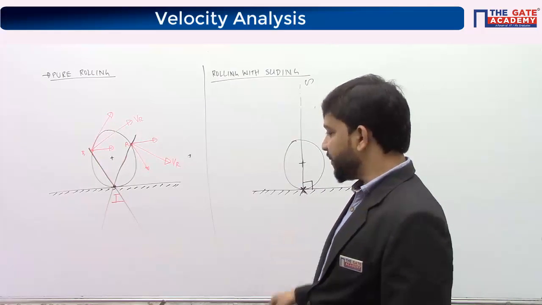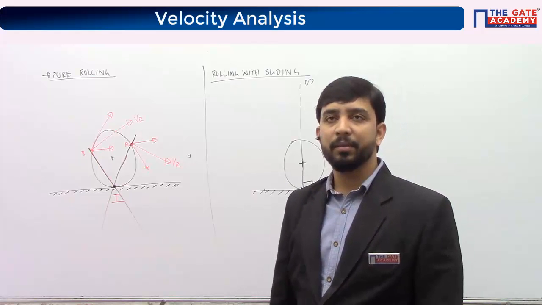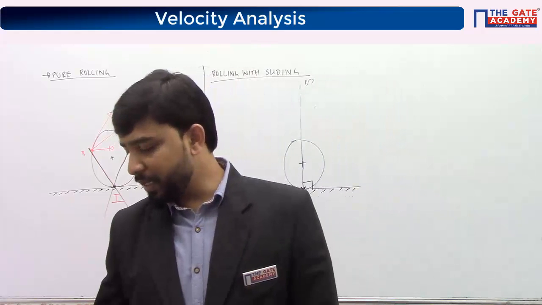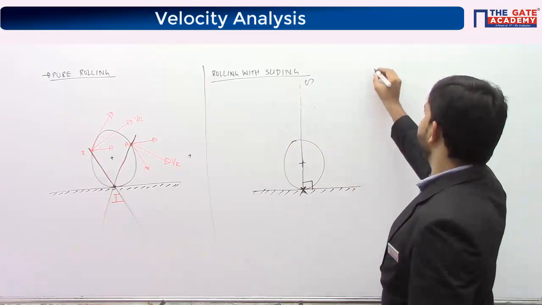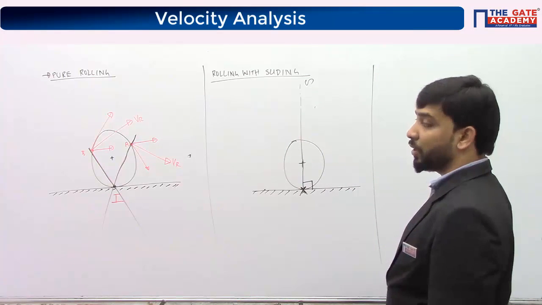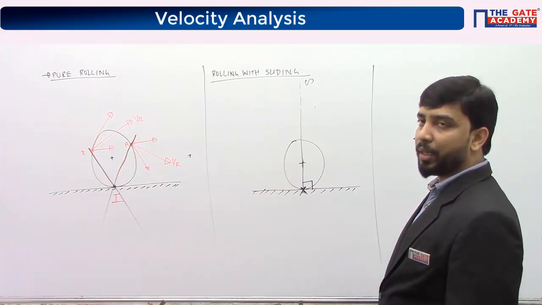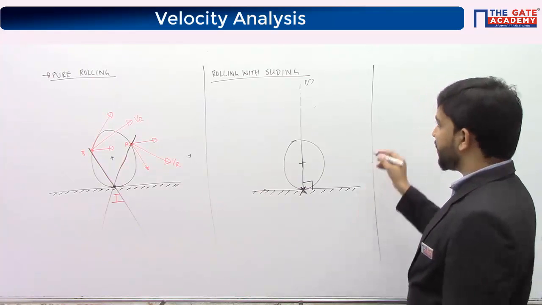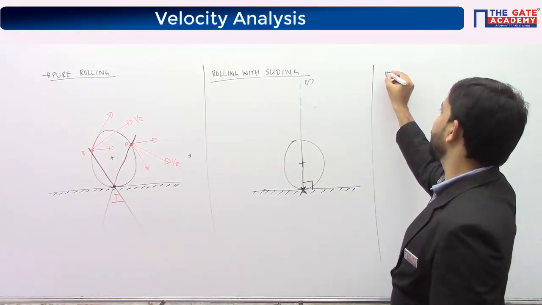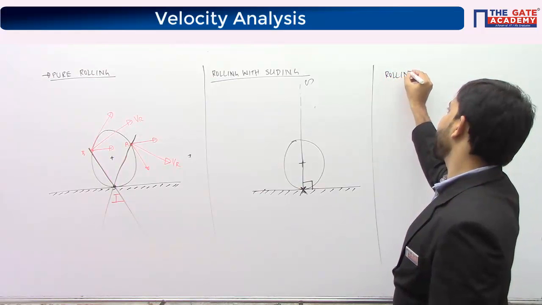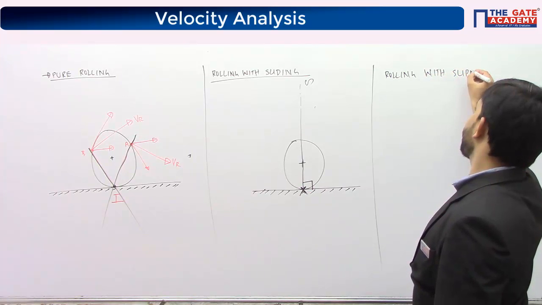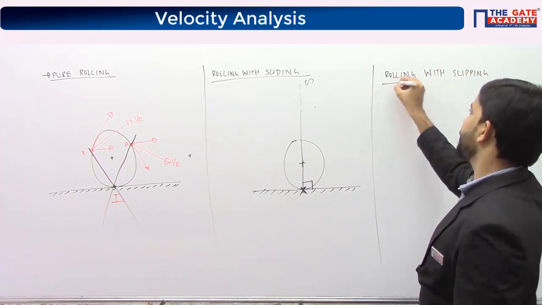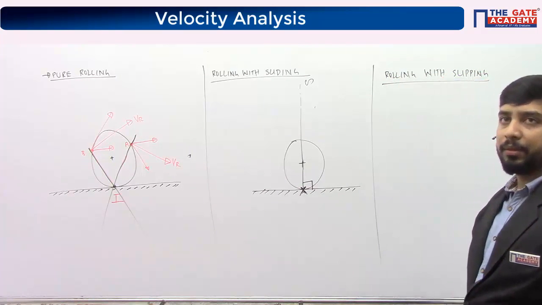Just write down like this. For rolling with sliding, the I center lies somewhere along the common normal at the point of contact. Next is rolling with slipping.